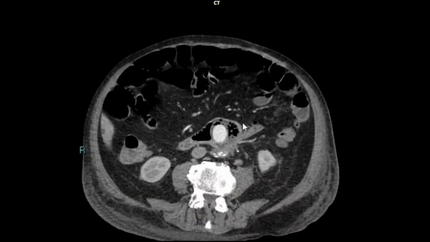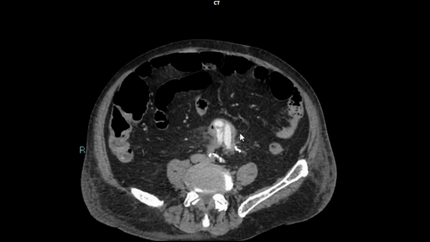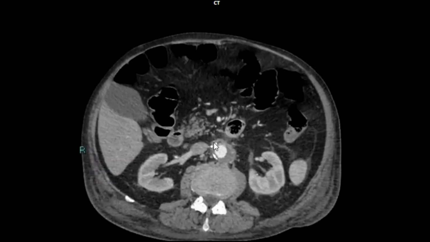The finding here is again with the aorta, and we can see some gas within the aortic wall, and this is an example of aortoenteric fistula, and specifically involving the duodenum. Similar findings can also be seen in the setting of infection if there is an aortic graft, but we don't see a graft here.